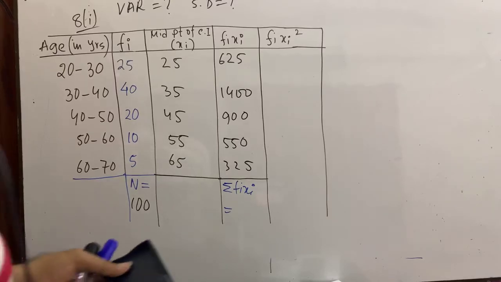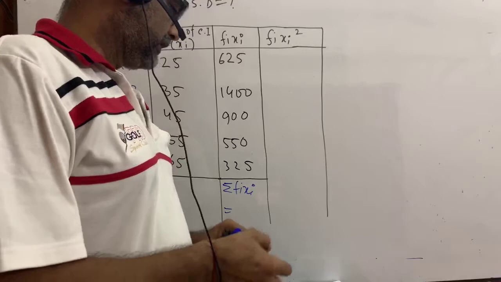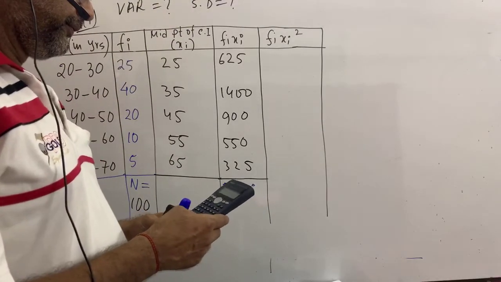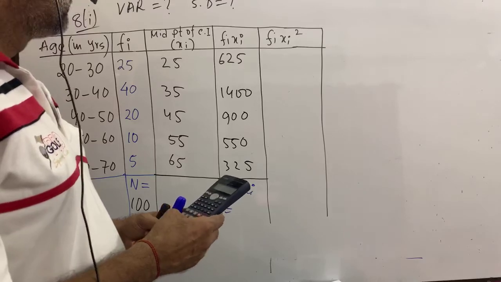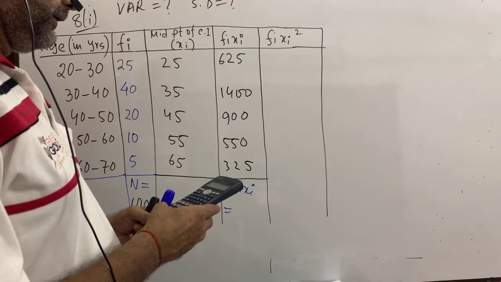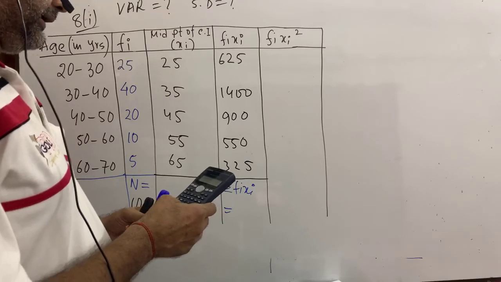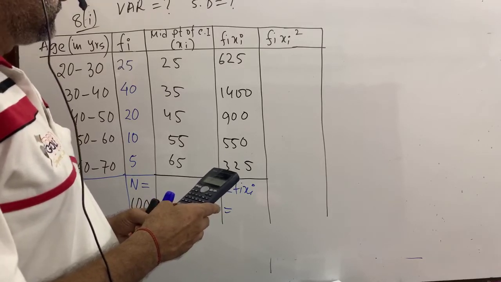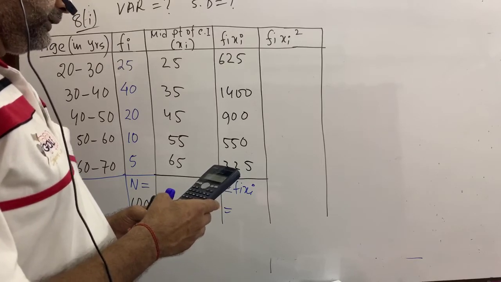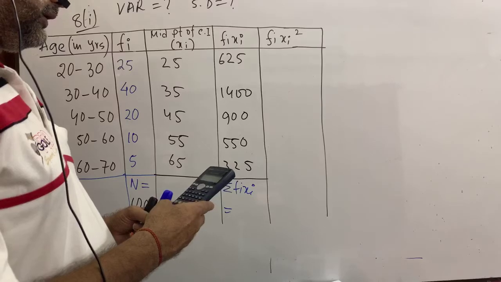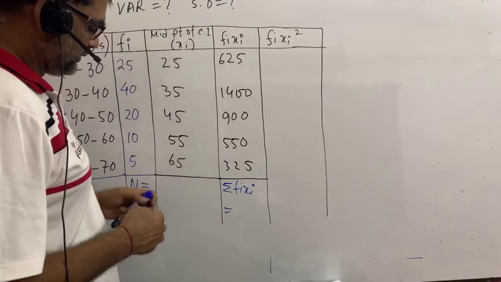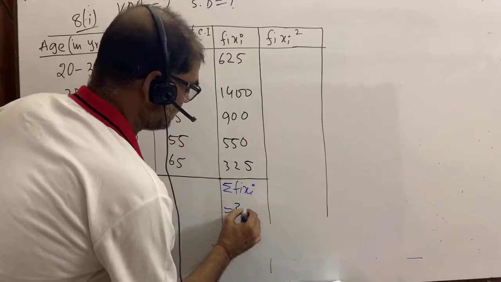All of you are required to calculate. What is the result? 625 plus 1400 plus 900 plus 550 plus 325. Yes, we have got 3800.